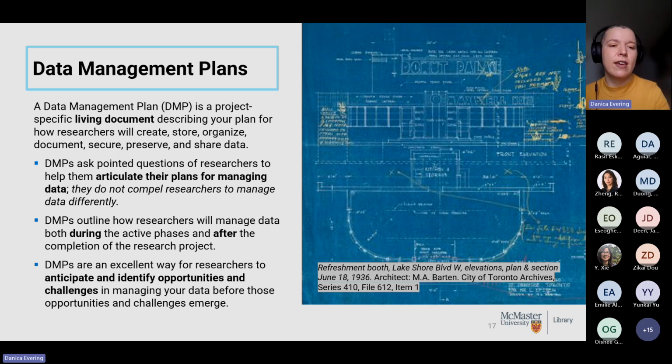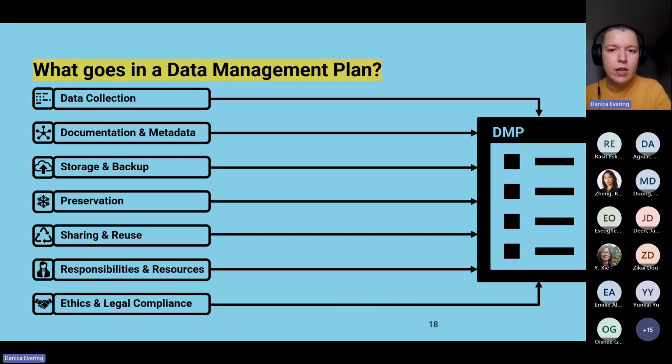So that's the kind of thing that a DMP can help you identify. So in a nutshell, these are the kind of areas that a DMP will look for. The first is data collection. So what will your files look like? How will they be named? How will you version control them?